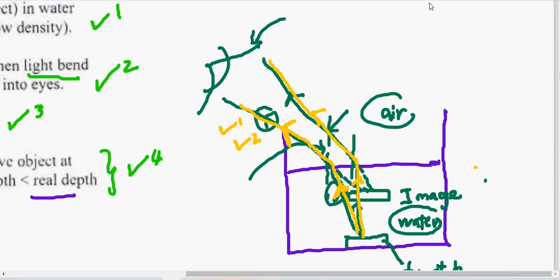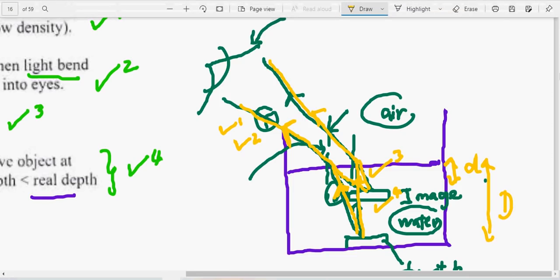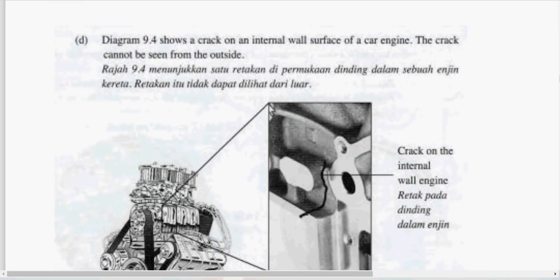Go up and then... So mark 3 is this, the dotted line, showing that light, by the observer's eye, sees light travel in a straight line. So that is mark number 3. And then the position of the image, mark number 4. You can see that the apparent depth, small d, is smaller compared to the real depth, capital D. Okay, so hopefully you can understand.